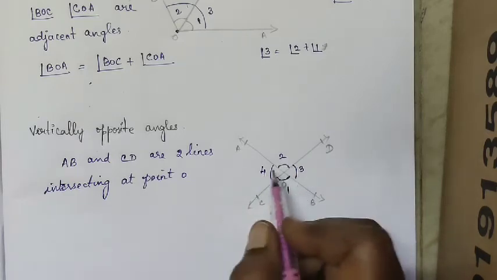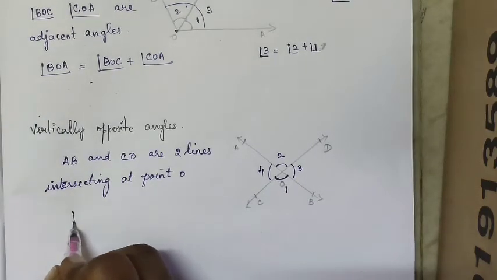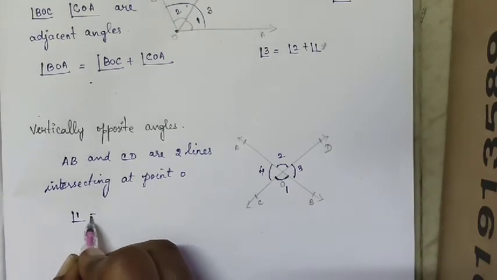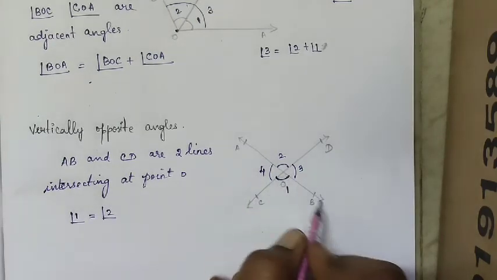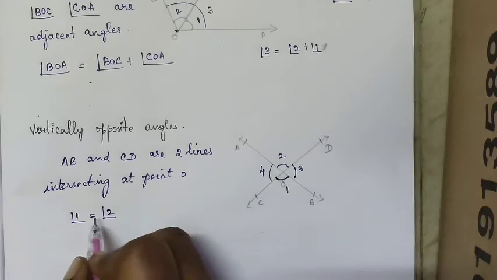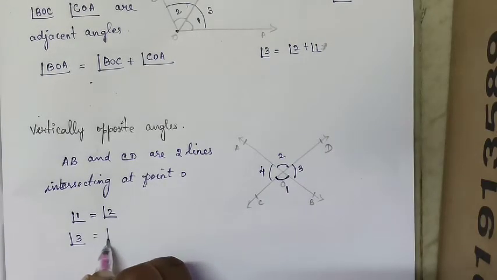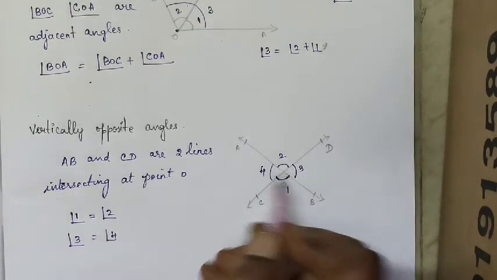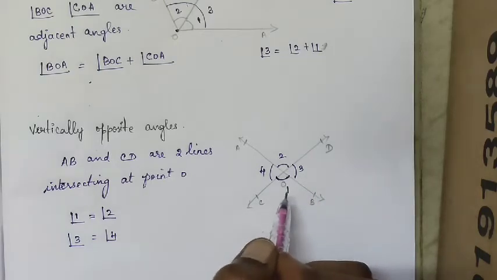Now angle 1 is opposite to angle 2, so angle 1 is equal to angle 2, and similarly angle 3 is equal to angle 4. Opposite angles will always be equal. Why they are equal, we will see as a proof here.